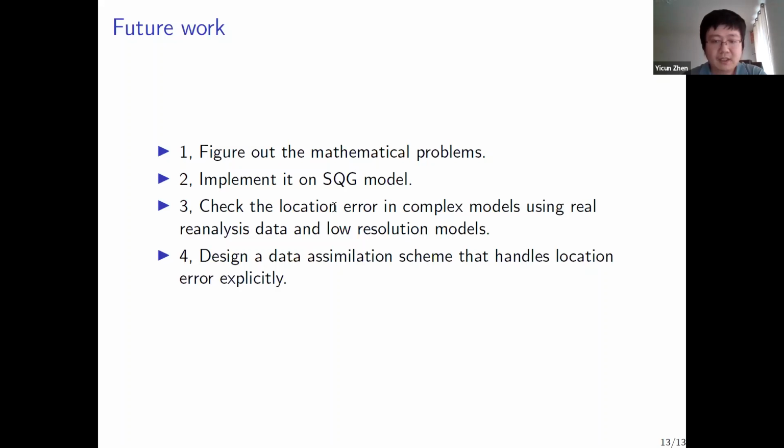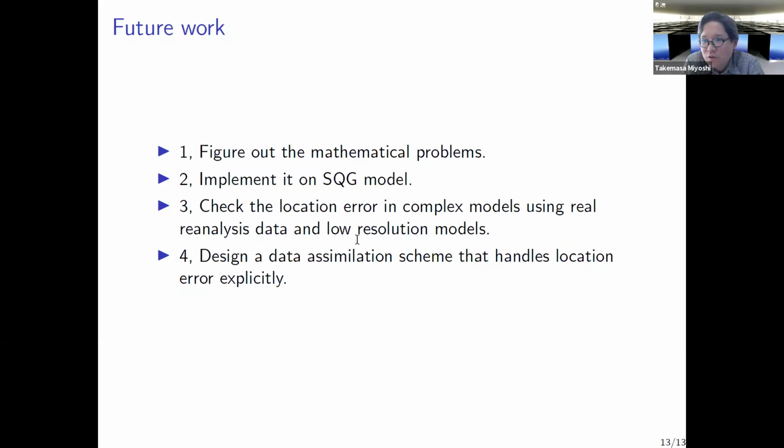Another thing I think is very interesting that we are doing now is that we want to design a data assimilation scheme that handles the location error explicitly. This will also involve optimal transport. So that is my presentation. Maybe the remaining time can be used for questions. Thank you very much.